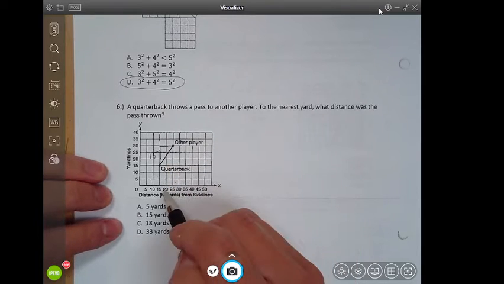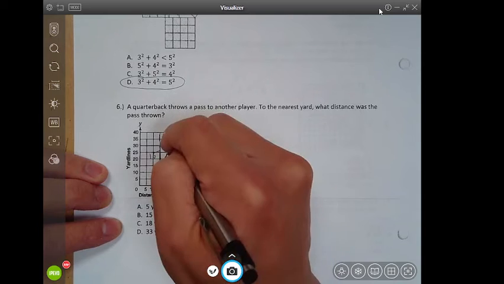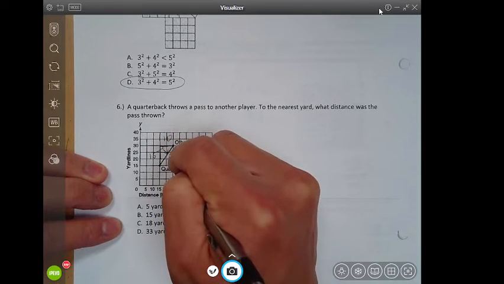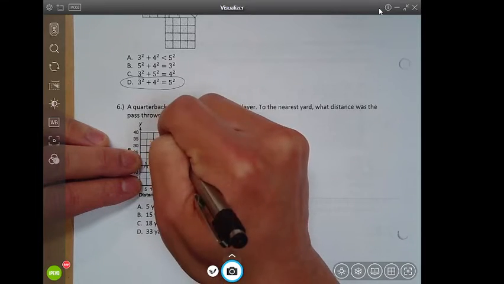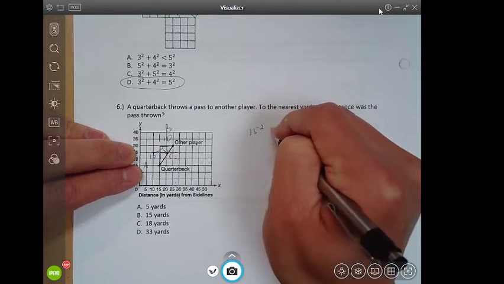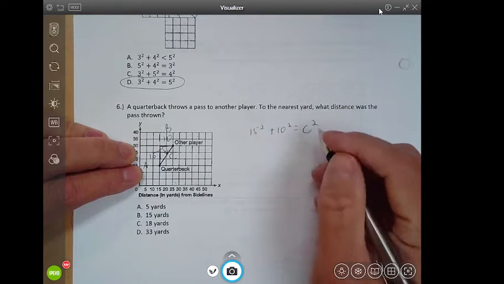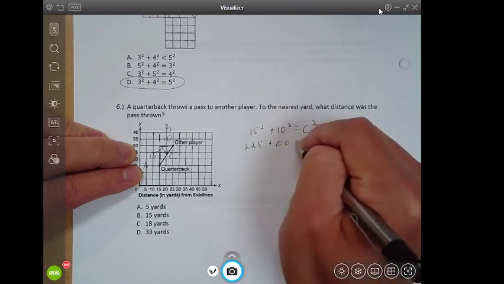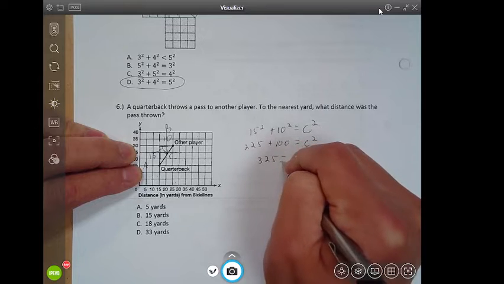And then it looks like the horizontal distance is also 5. So not just 2 here for the horizontal distance, that would be 10. So there's my right angle. I'm looking for side C again. This is A, this is B. So I have 15 squared plus 10 squared equals C squared. 15 squared is 225. 10 squared is 100. I add these up, I get 325 equals C squared.